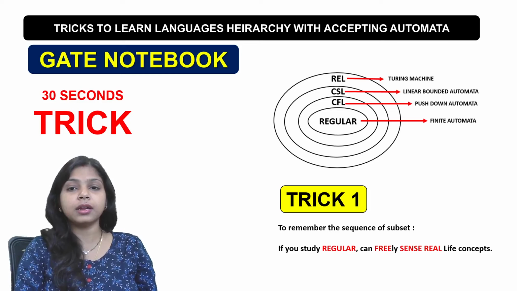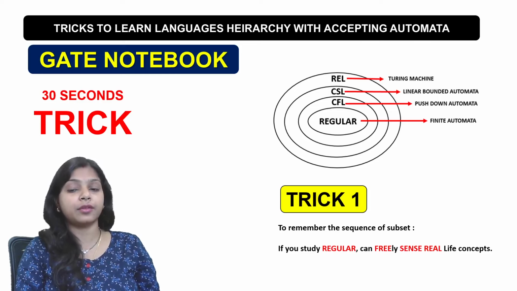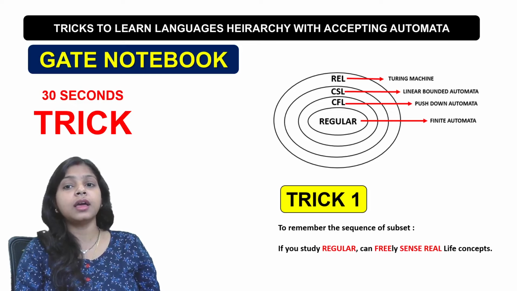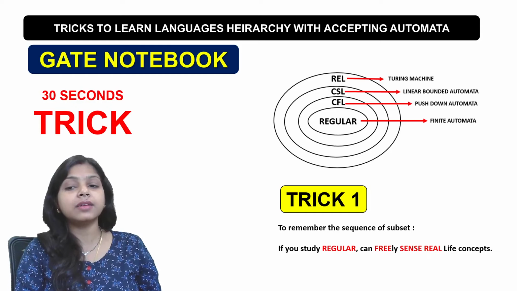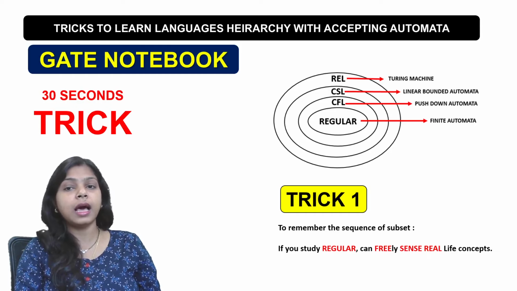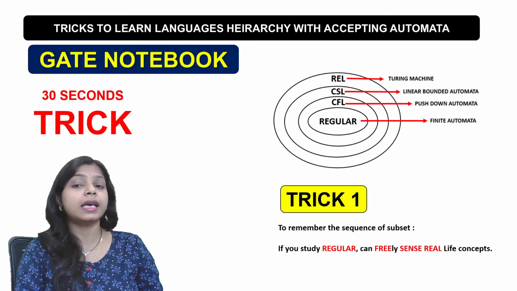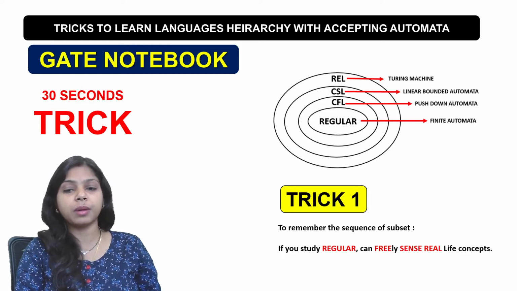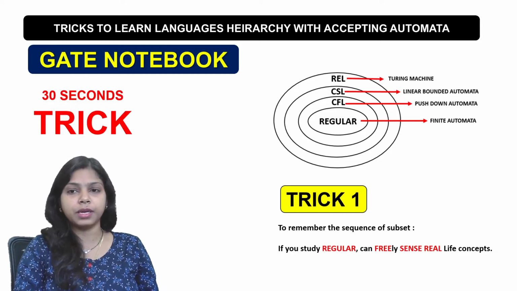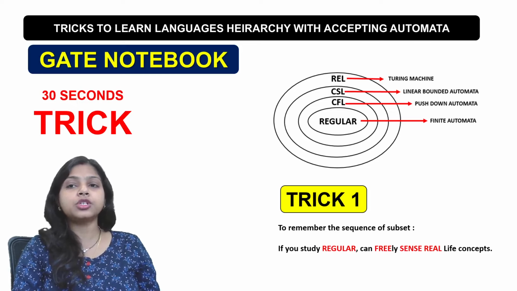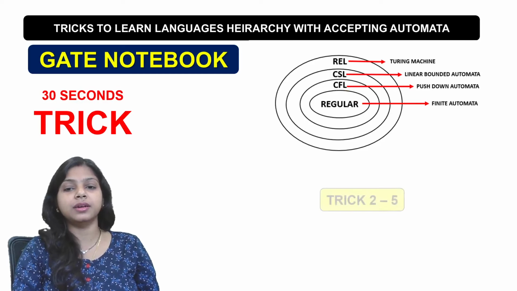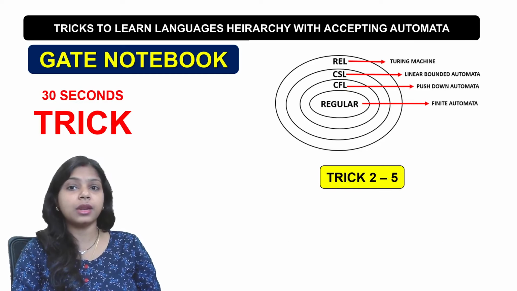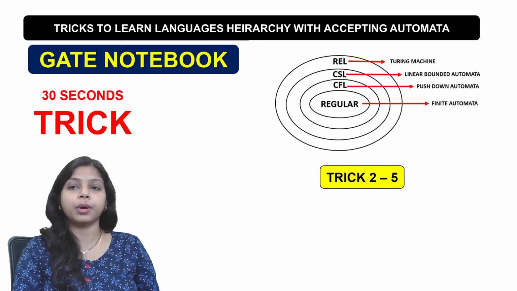Now from regular you can learn regular languages. From freely you can learn context free languages. From sense you can learn context sensitive languages and from real you can learn REL, that is regular expression languages. So just remember this particular sentence and you are ready to go. Now the next problem will be how to remember which automata machine accepts which languages. Okay, so I'm here with another trick. So here I'm covering a total of 4 tricks and you are ready to go with the accepting automata.